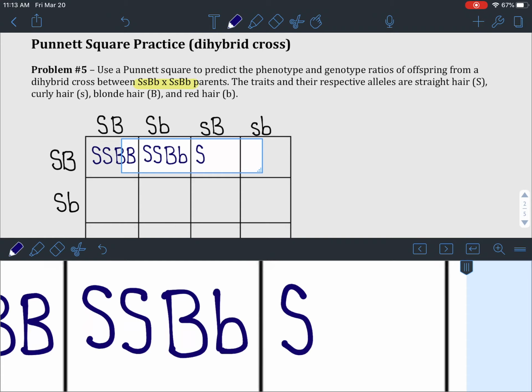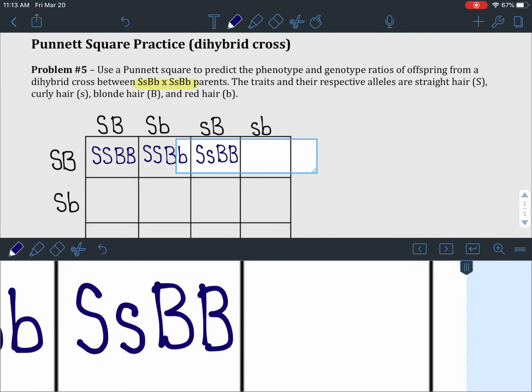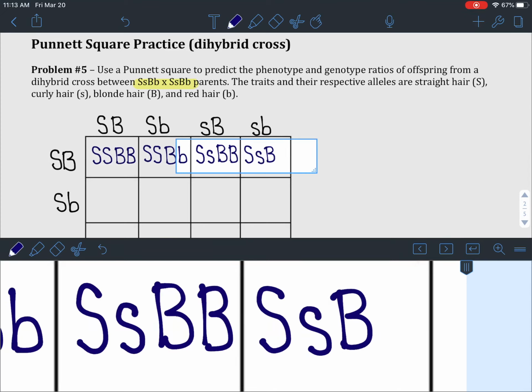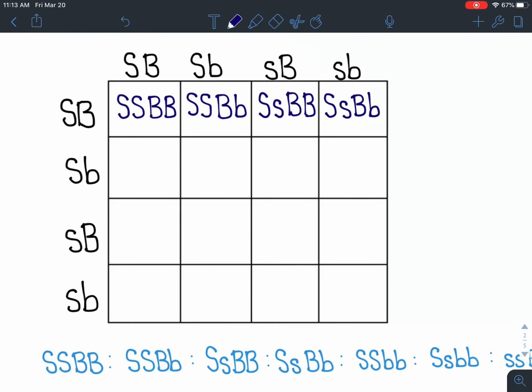For the next one, we're going to have a dominant allele for straight hair from dad, and then a curly hair allele for mom, and then both will be donating the blonde hair allele. And then in the final one, it's going to be straight from dad, curly from mom, blonde from dad, and curly from mom, and this individual will actually phenotypically be identical to both parents, and genotypically as well.